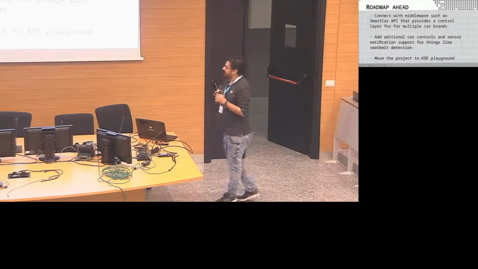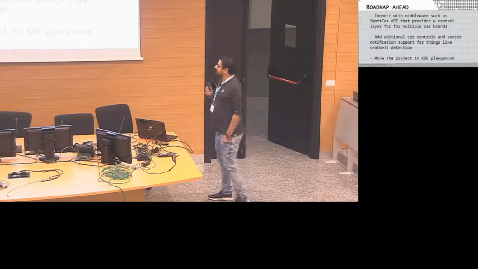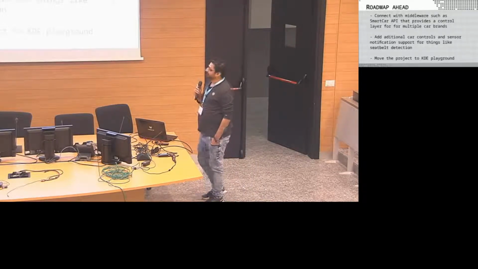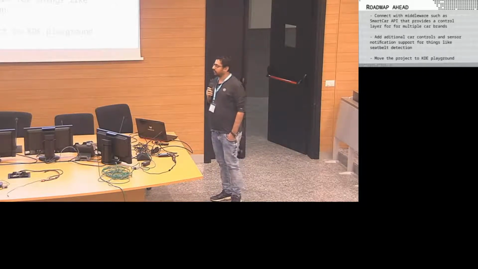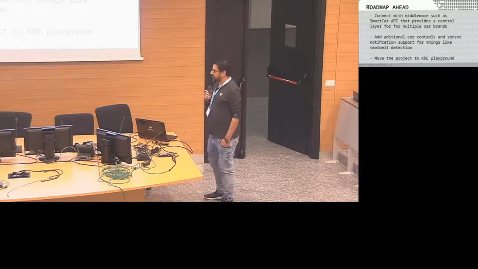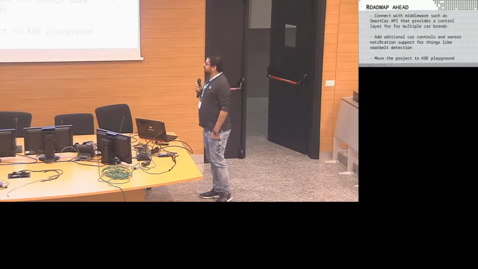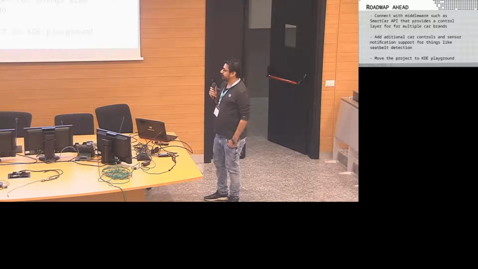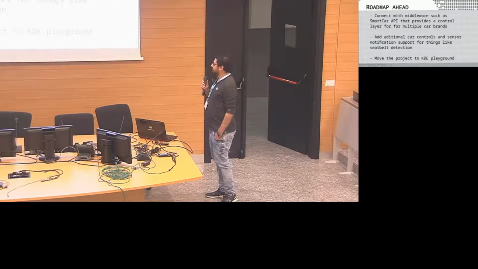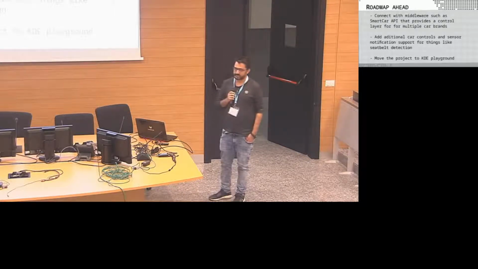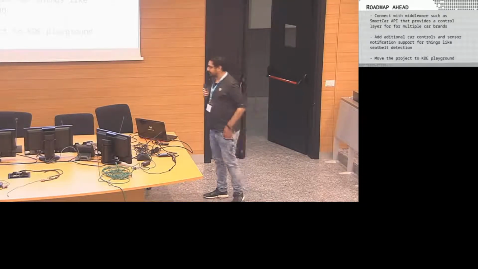Yeah, that was a demo of the music module. Moving on, the roadmap ahead for the open source infotainment system is to connect it up with actual middleware such as the Smartcar API, which provides a control layer between the hardware and software for multiple car brands. Currently it supports around 14 car brands, so there will be integration for that because it's a free API. The roadmap also includes additional controls and sensor notification support for things like seatbelt detection. For that, I need to test on hardware and move this project to KDE Playground. It currently is in a Scratch repository, but there are plans to move it to KDE Playground.